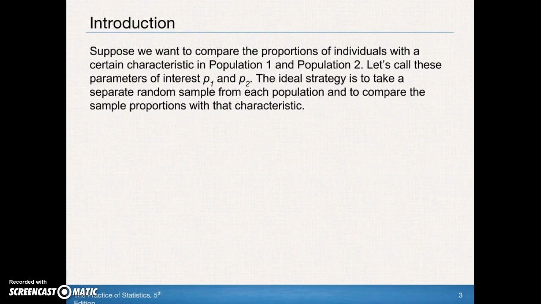Again, let's call these parameters of interest P1 and P2. When we don't have hats on them, we are referring to them again as the population parameter. And so that's about all of the people in the room, and again, think of them as being very large rooms. The ideal strategy is to take separate random samples from each population and compare the sample proportions with that characteristic.